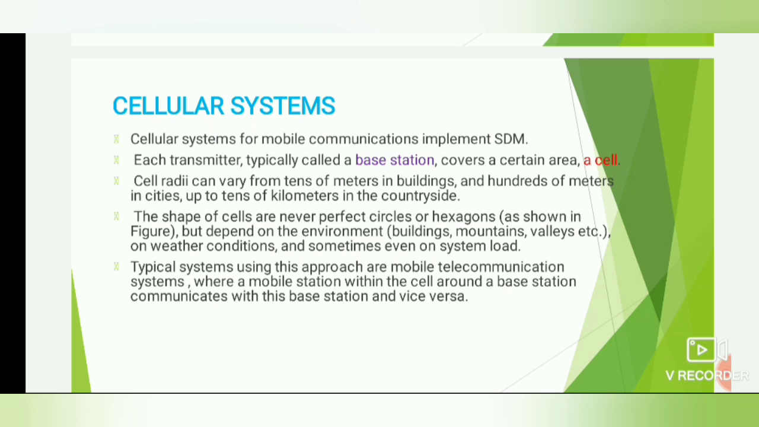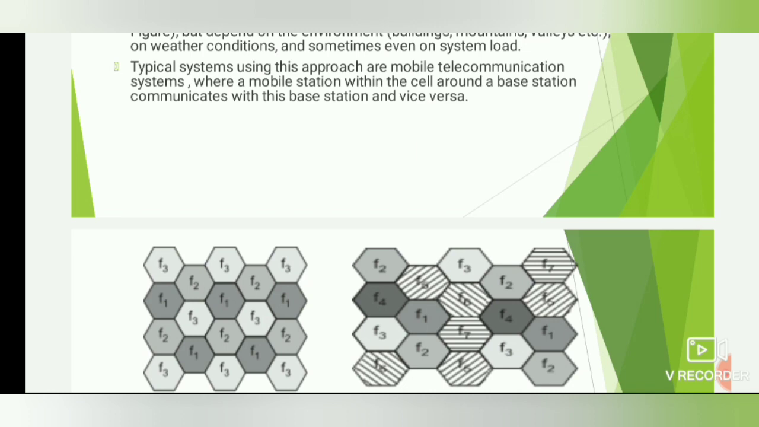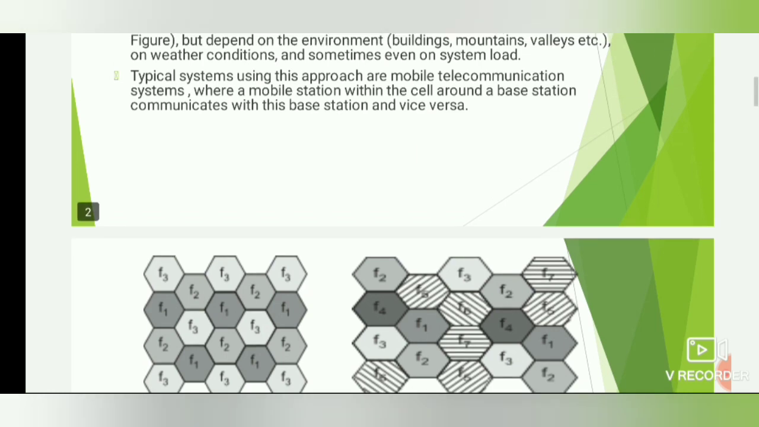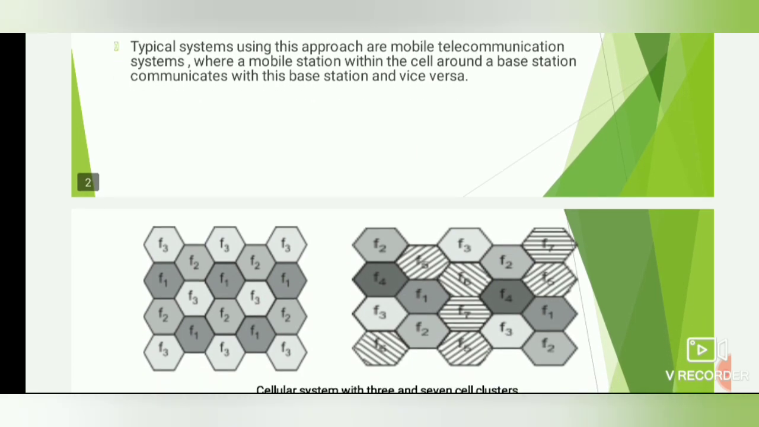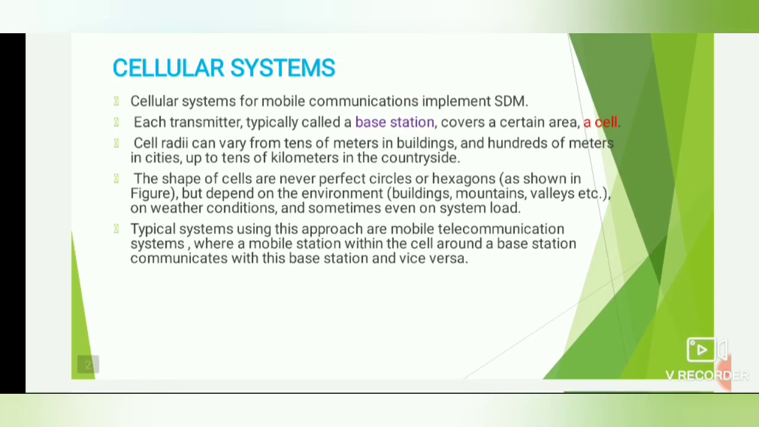The shape of the cells is never a perfect circle or hexagon as shown in this figure, where the cell shape is shown as a hexagon. It is not so perfect as shown in the figure. It depends upon the environment. If it is in a building, it varies accordingly. If it is a mountain, the shape varies accordingly. If it is valleys, the shape of the cell varies according to that. And it also varies with weather conditions, and sometimes even on the basis of the system load.